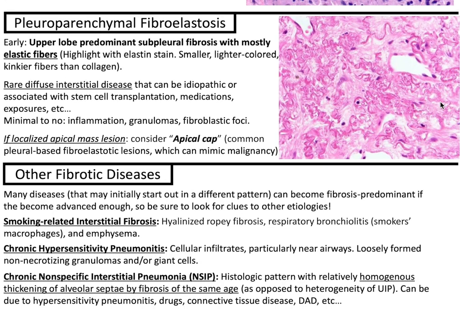Pleuroparenchymal fibroelastosis. In the early stage, you'll have upper lobe predominant subpleural fibrosis with mostly elastic fibers, which you can highlight with an elastin stain. Microscopically, there are smaller, lighter colored, kinkier fibers than collagen. It's a rare diffuse interstitial disease that can be idiopathic or associated with stem cell transplantation, medications, or exposures, and you'll have minimal to no inflammation, granulomas, or fibroblastic foci. If there is a localized apical mass lesion, consider apical cap, which is a common pleural-based fibroelastotic lesion that can mimic malignancy.